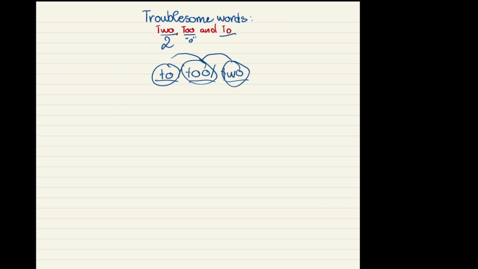An example for two, the number, is: I need two eggs for this recipe. Or an example for too: I had too much time on my hands, which is why I got into trouble. Okay, the last example, in this sentence is: I'm going to the store. The store is a noun, so yeah, we're gonna use to.